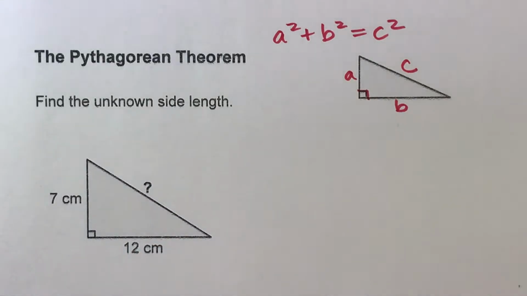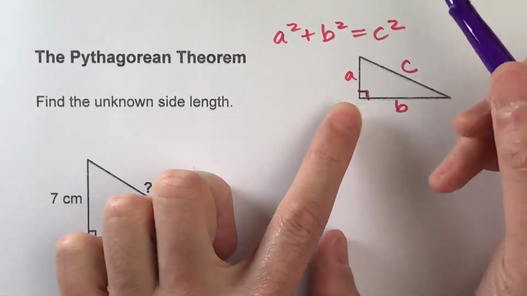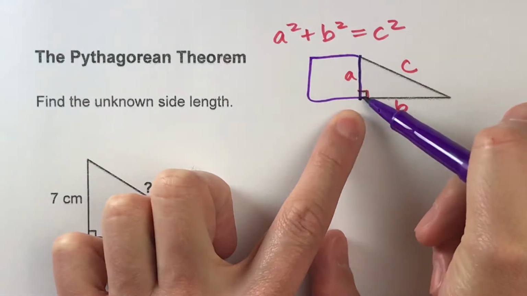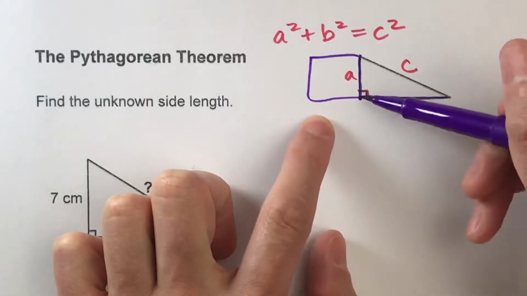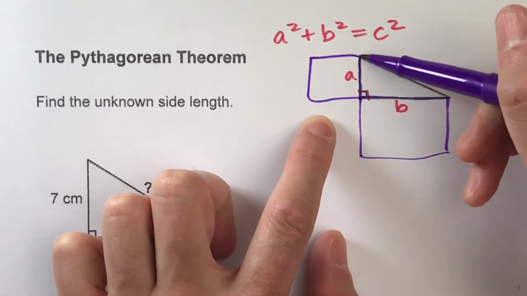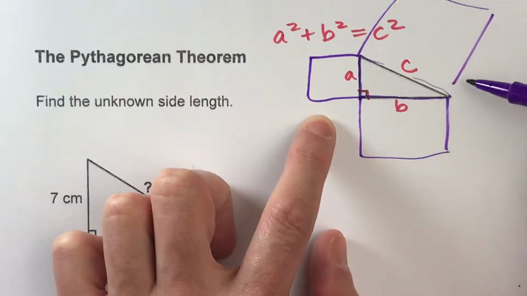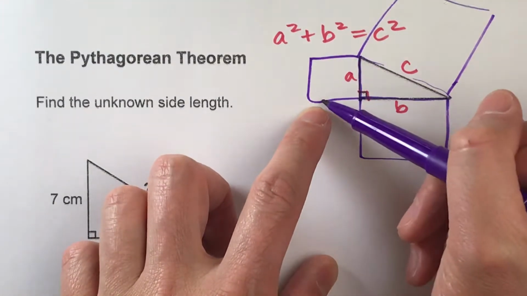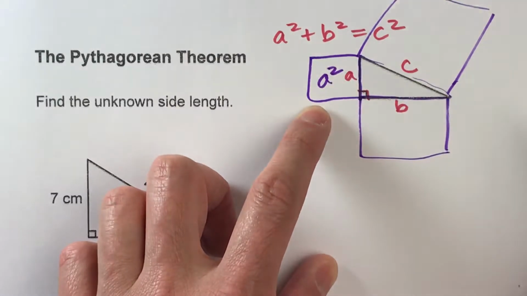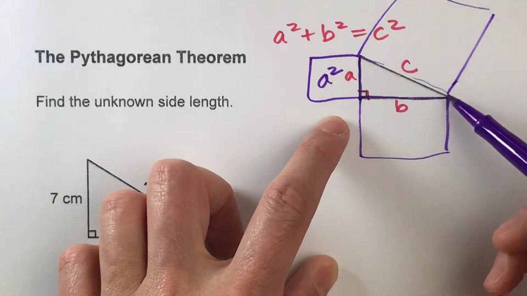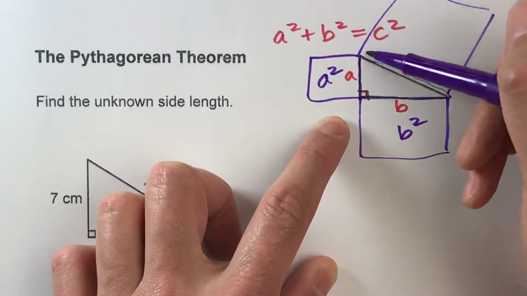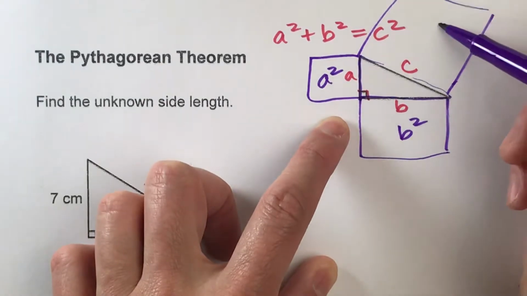But it's sometimes easier to visualize this in pictures. So what I like to do is attach a square to this side of the triangle, and attached to this side, I put a square, and then attached to this side, I put a square. And the area of this square here is a times a, so this is a squared. The area of this square is b times b, which is b squared. And the area of this square is c times c, which is c squared.